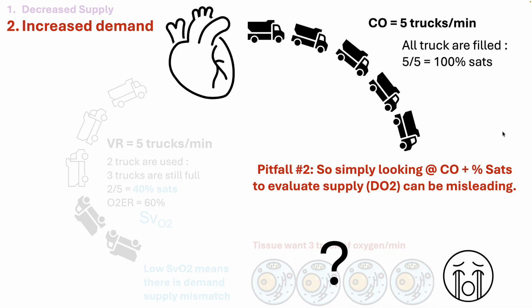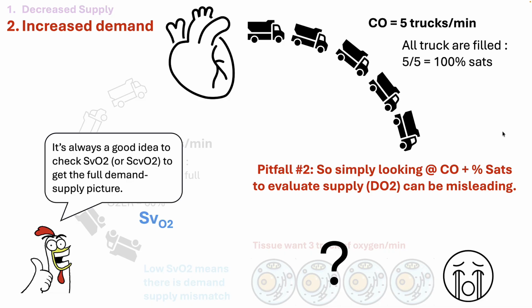Simply looking at the cardiac output and percent sats to evaluate the DO₂ can be misleading. And it's always a good idea to look at SvO₂ because it gives you the real full picture of demand-supply. So in the ICU, we usually like to get a venous blood gas from the central lines rather than PaO2 from the arterial lines. Let me give you another example.